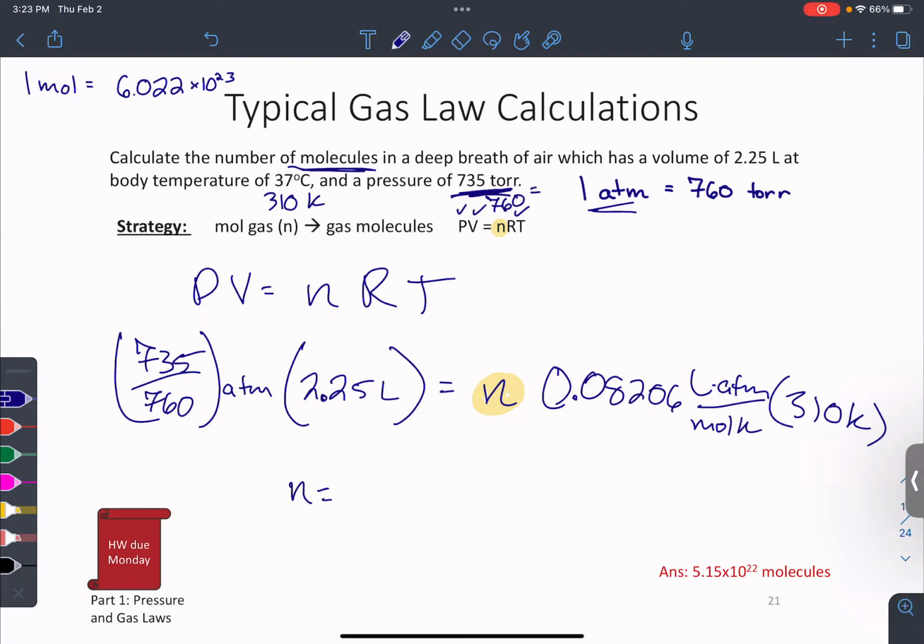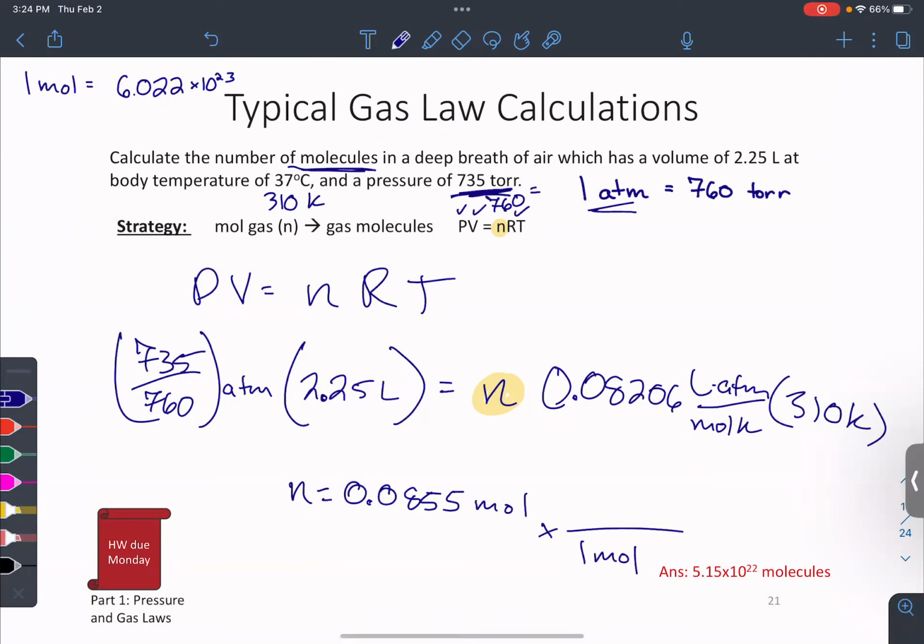You solve for N, and given these conditions, that air sample will be 0.0855 moles of gas. All right, but that's not the answer. That's just the moles of gas present to fill that container. So to go one step further, we use Avogadro's number.